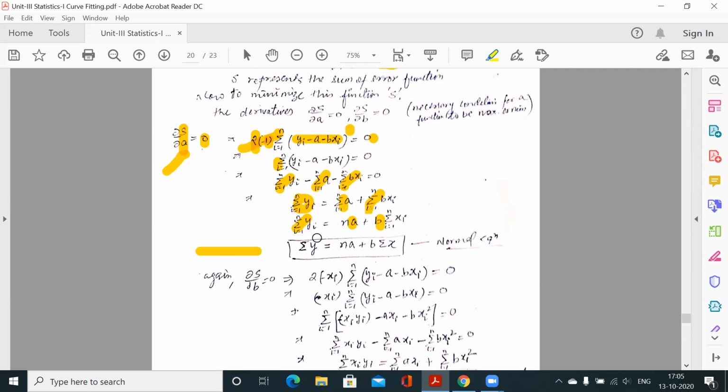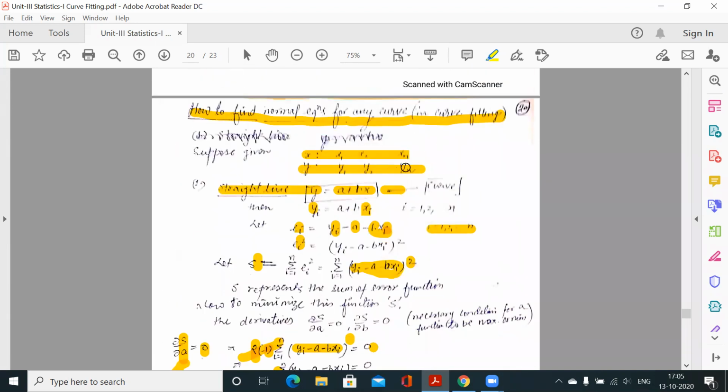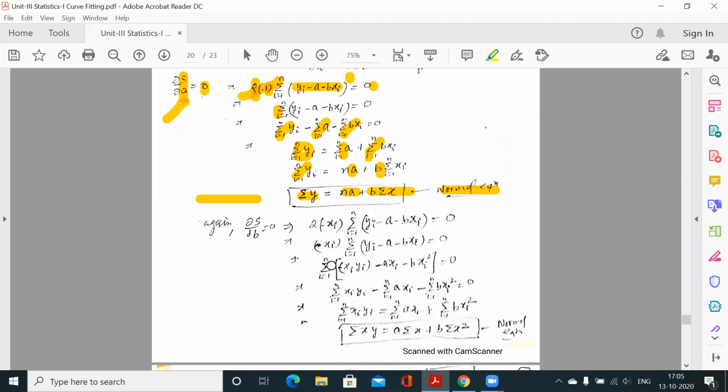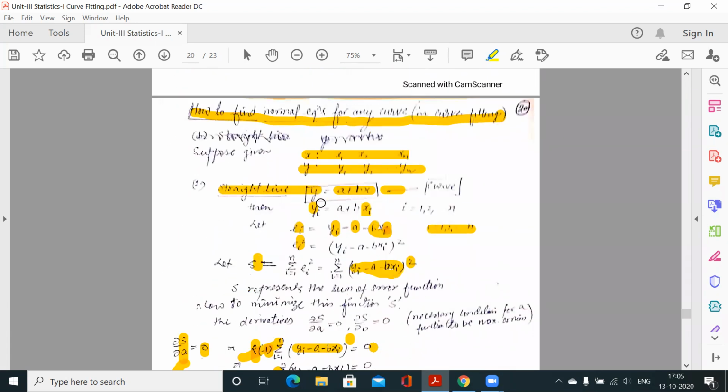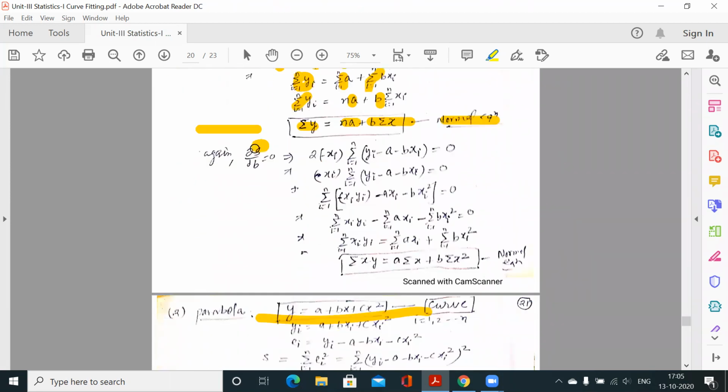So this is the first normal equation. So summation yi, we are writing this as summation y and a b summation x. If you remember, this was the first normal equation for a straight line, y is equal to a plus bx. What was the first normal equation? We apply summation on y here, summation y is equal to na plus b summation x. Clear?